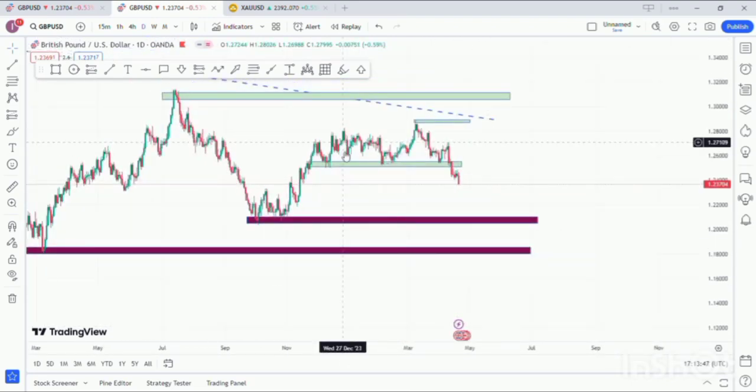This was a support that was marked out and GBP/USD respected it for a while before breaking out of it here. Broke out of the support right here. So I'll just mark it out real quick. So it broke out of the support here, right here, guys, as you can see.